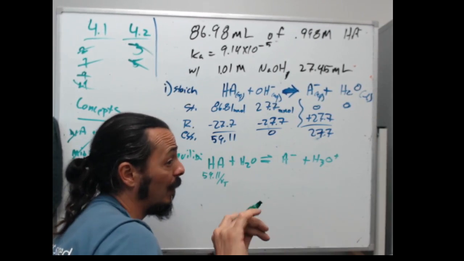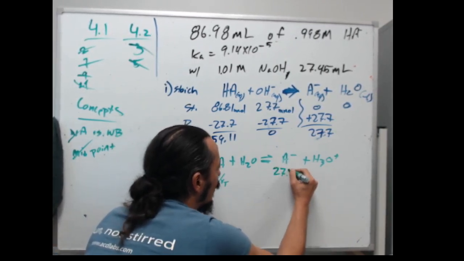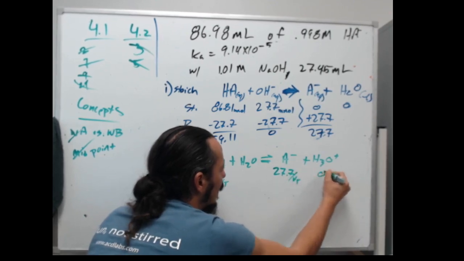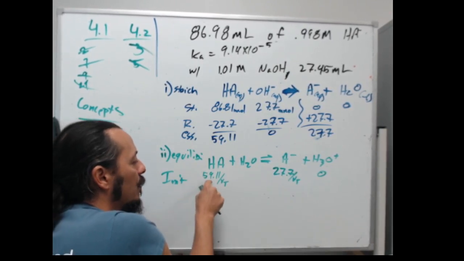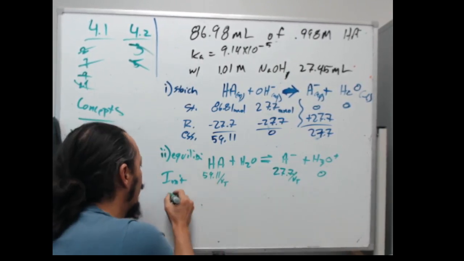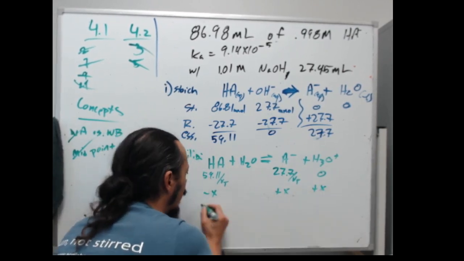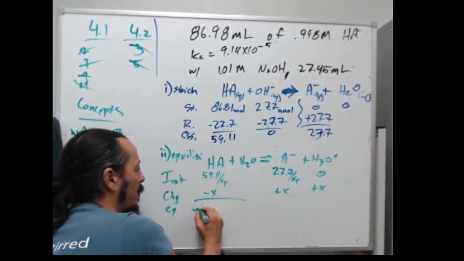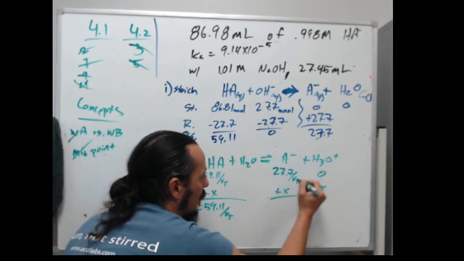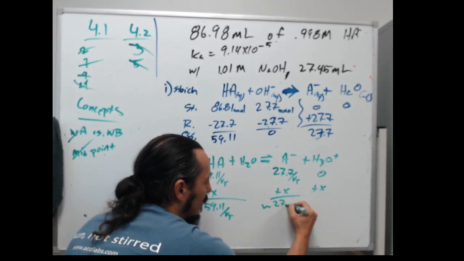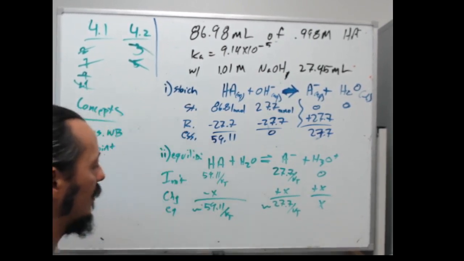I'll do it in class probably on Wednesday or Friday, and we'll be like, wow, that's great. 27.7 divided by volume total and 0. That's my initial. Millimoles divided by milliliters gets us molarity. My change is minus x, plus x, plus x. My equilibrium is approximately 59.11 divided by volume total. My A minus is approximately 27.7 divided by volume total. My x is just x.